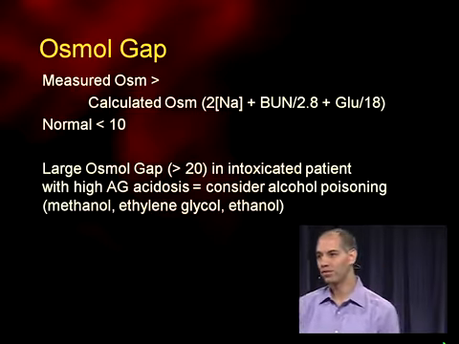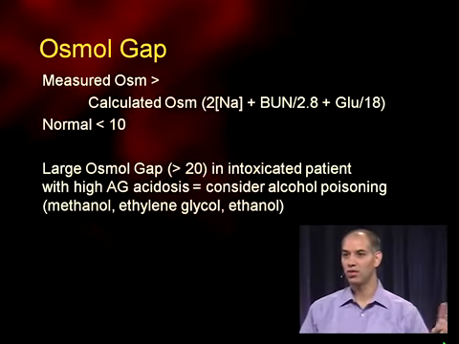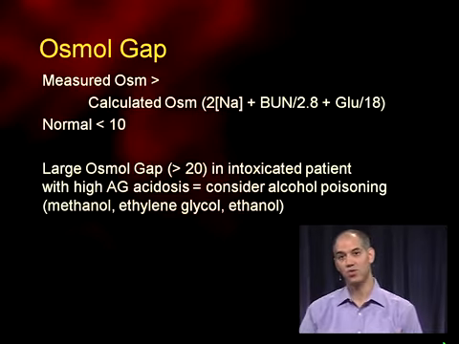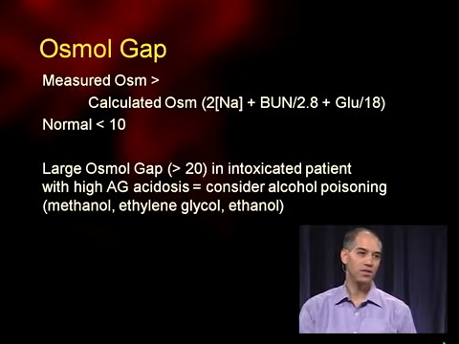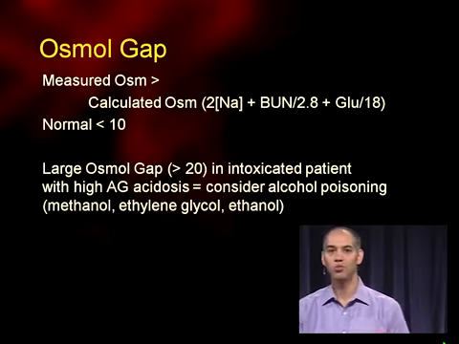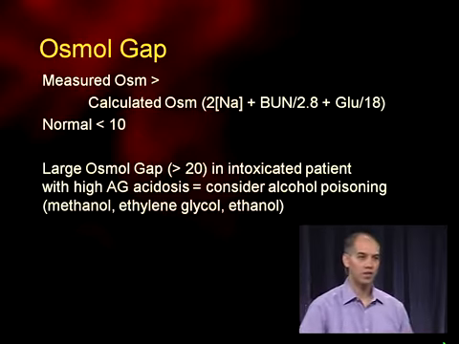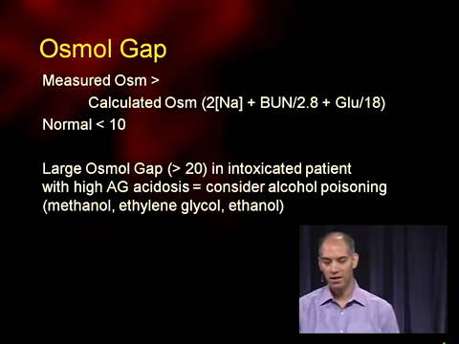So the molecular weight of nitrogen is 14. There are 2 nitrogen molecules in BUN, so that's 28. But you need to get from deciliters to liters, so it's 2.8. Glucose, the molecular weight is 180. That's why you're dividing by 18.